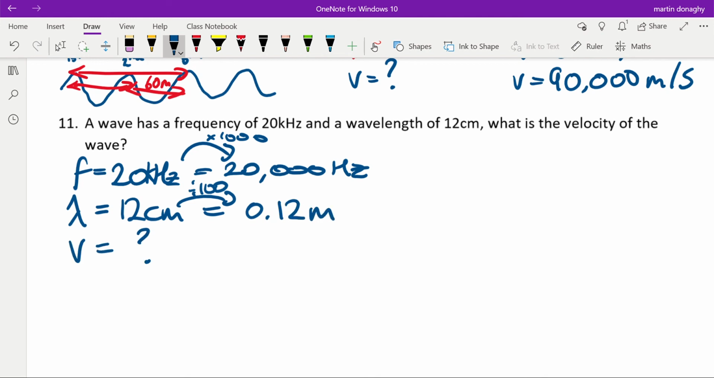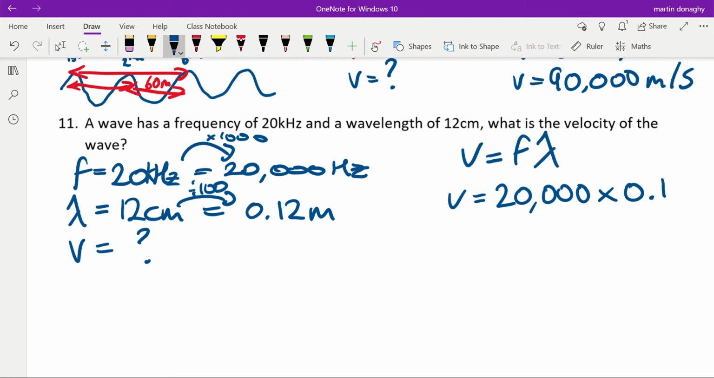So we're trying to find v. That's the only difficult thing about this question, is making those conversions before we use our wave equation. V equals f, which is 20,000, times lambda, which is 0.12. So v will give us 20,000 times 0.12 is 2,400 meters per second.